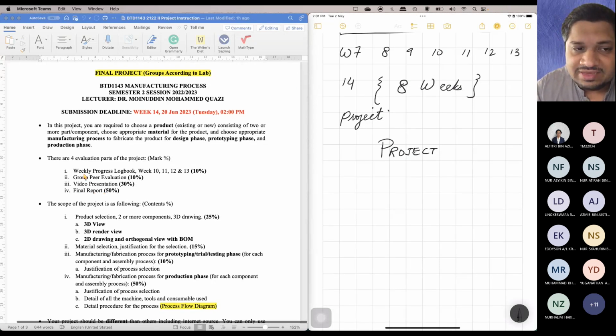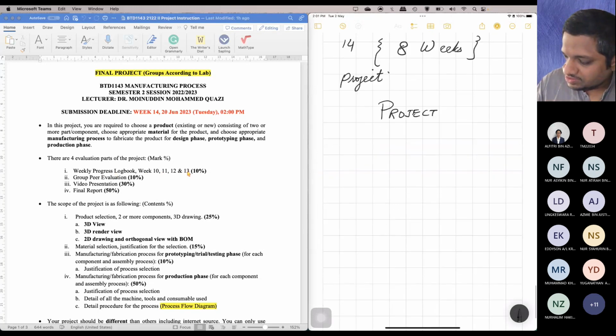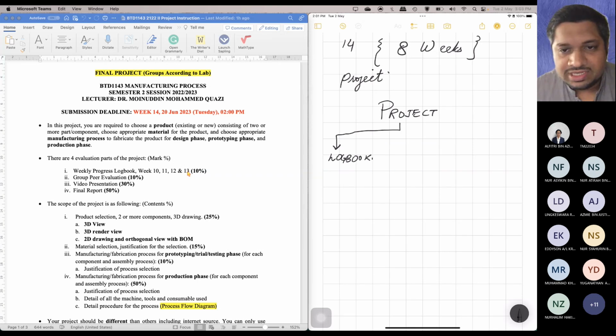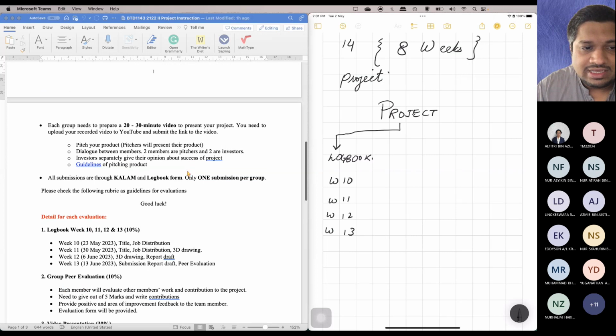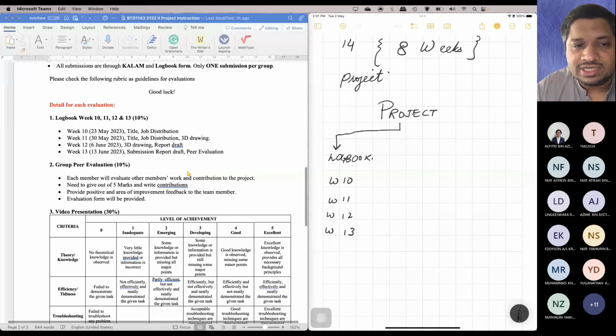So what is this weekly progress logbook? Number one is logbook. When we talk about logbook, it means that you have to write down a list of activities that you are going to perform each week. So every week you are going to work on the project, weeks 10, 11, 12, and 13. When you work on the project, you have to submit a file in which you write down what you have worked on in the project.